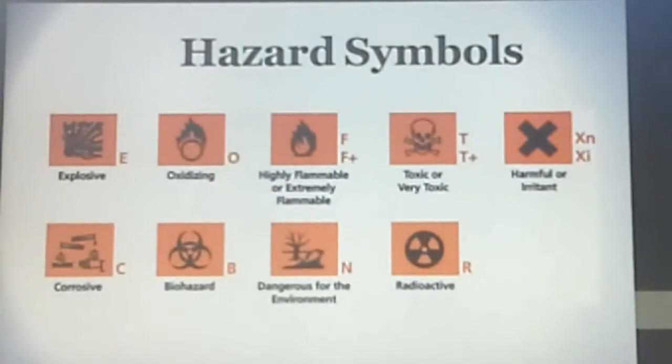Hazard symbols. There are many hazard symbols which warn you about things that are in a scientific place. The first one is explosive, then oxidizing is like the one for flammable but with an O. The next one is flammable, then toxic, harmful or irritant. Harmful is an X with an H, and irritant is a cross with an I.